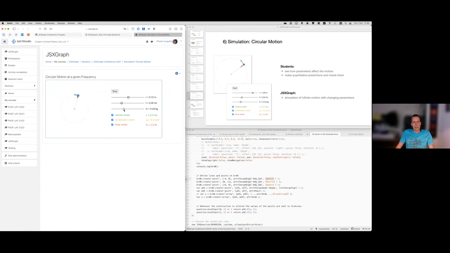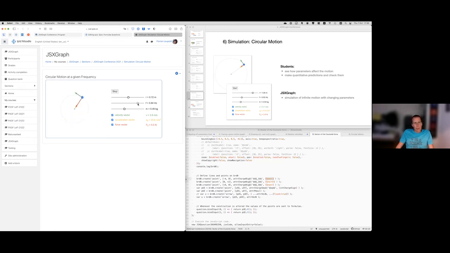And the student can then switch on and off the vectors, and very importantly, basically see how changing a parameter affects the value of the vector. So if it goes faster, the velocity vector gets longer, and the value that is calculated internally is also displayed here. And acceleration vector and force vector always point towards the center of the motion.